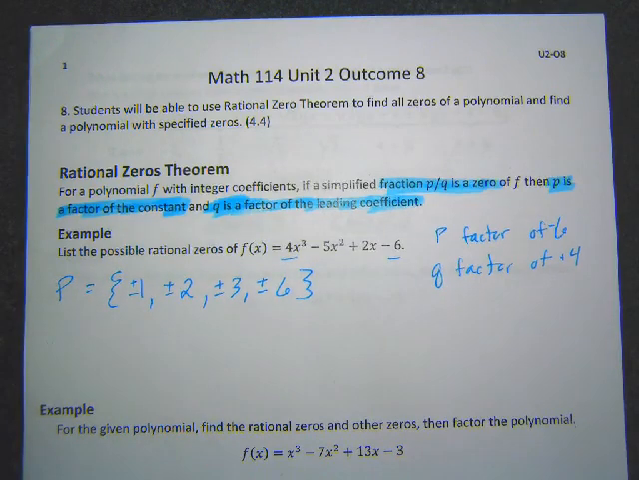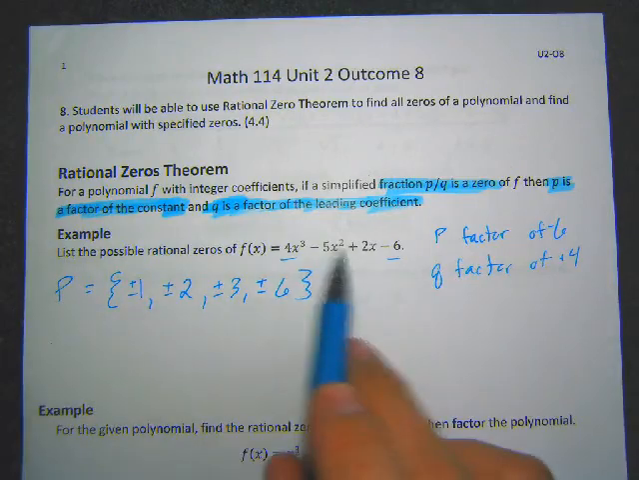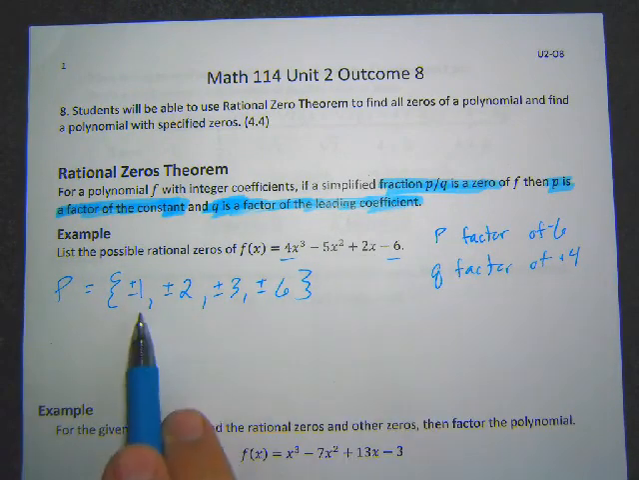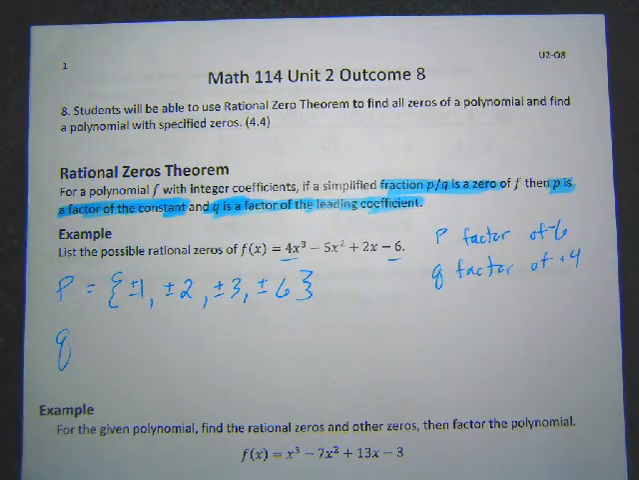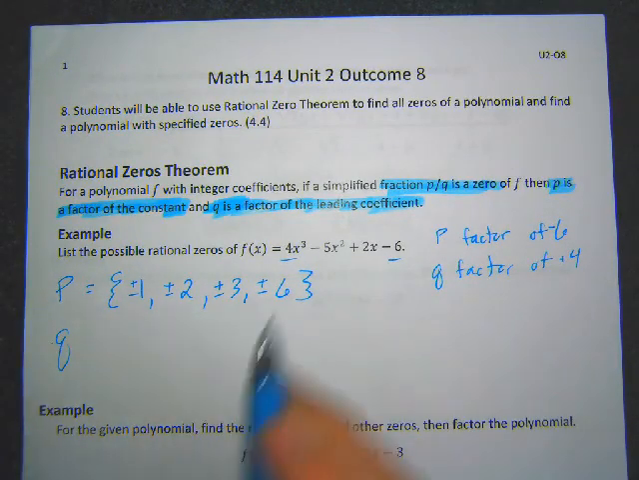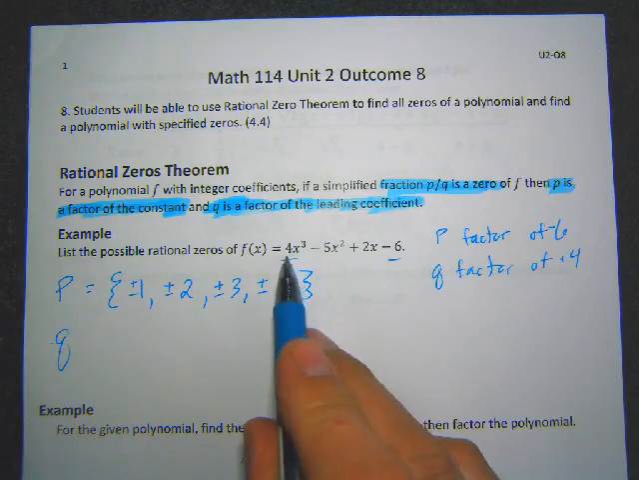So those are the only numbers that could be on top. If you're trying to make a fraction that is a 0 of this polynomial, it has to have one of these numbers on top. Then the q gives us the numbers on the bottom, and it comes from the leading coefficient. Q always comes from the beginning.